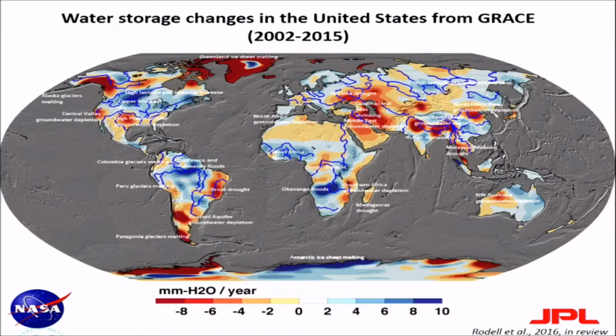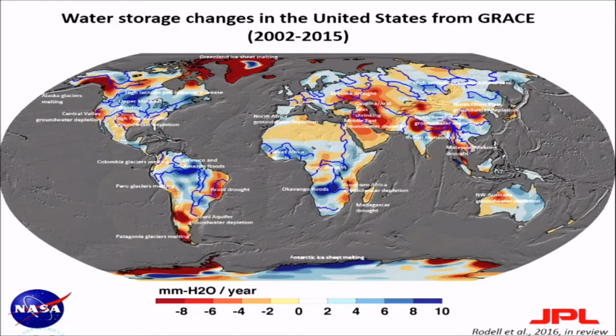So now we're going to make matters worse, and we're going to take that map and look globally. Same color scheme. And now we've labeled the major trends, and the biggest losers are the Greenland and Antarctic ice sheets. And after that, the Alaskan glaciers and the Patagonia glaciers. Just about all the other red spots are related to major aquifers around the world.